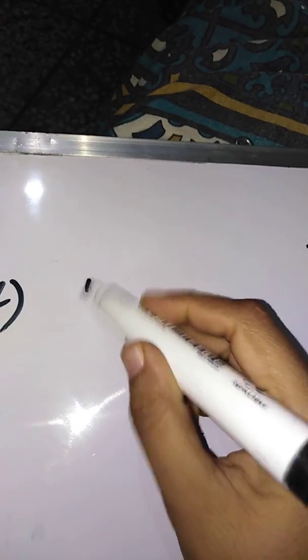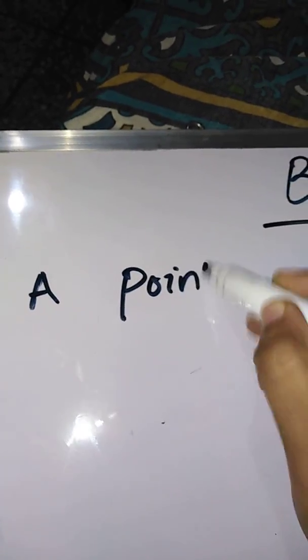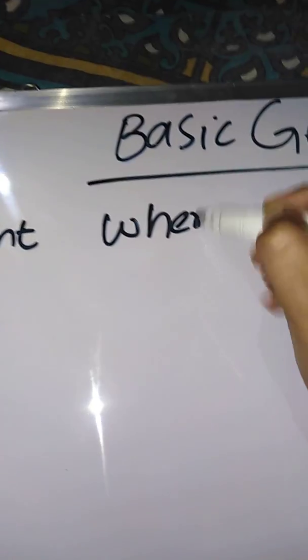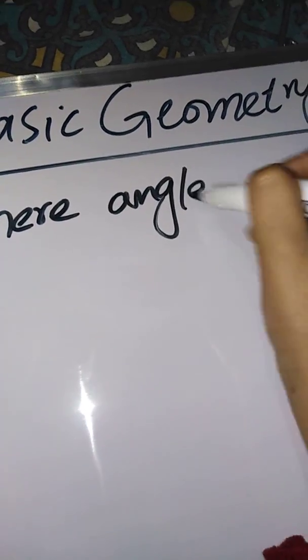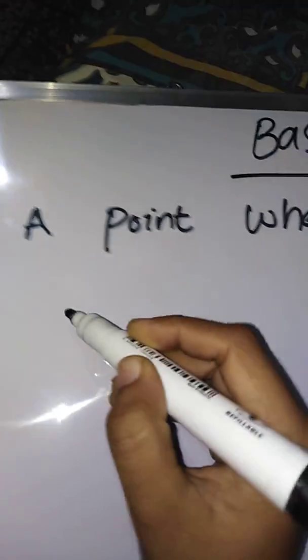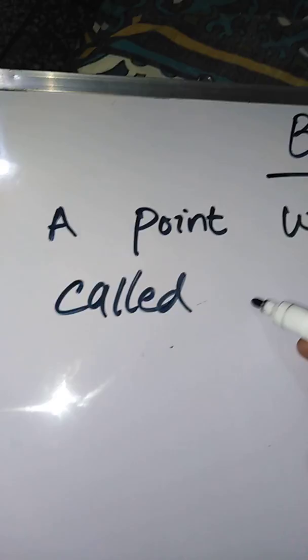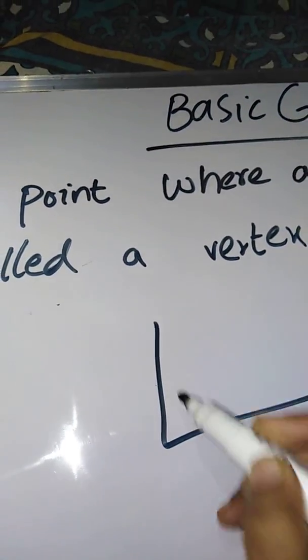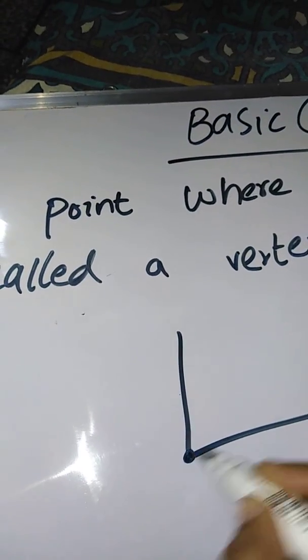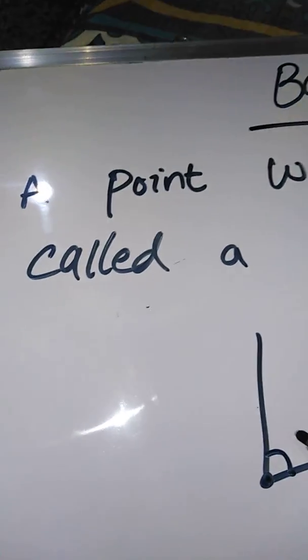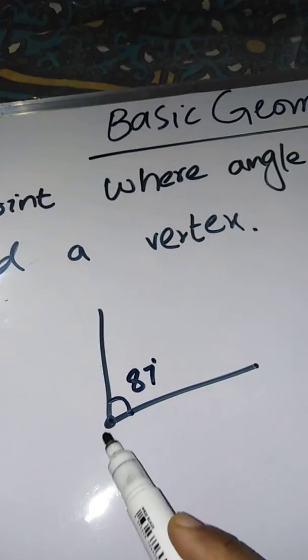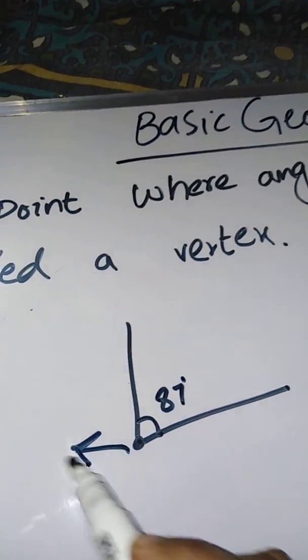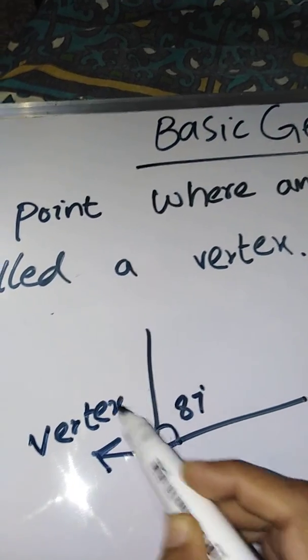Now I'm going to explain the next point. A point where an angle is formed is called a vertex. Whenever you make an angle, let's suppose you're making an angle of 87 degrees, this is the point where the angle is formed, and this point is called the vertex.